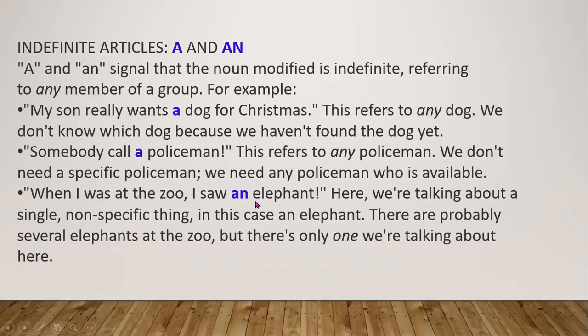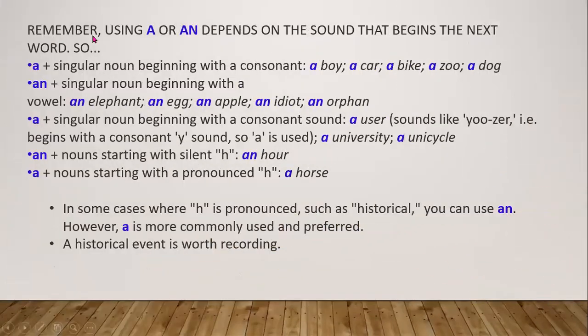When I was at the zoo, I saw an elephant. Again, any elephant. They are not talking about one particular elephant here, right? There are many elephants, so they are referring to any. Remember, using a or an depends on the sound that begins the next word. So, a plus singular noun beginning with a consonant. A word which starts with the consonant sound or consonant letter, before that you can make use of a: a boy, a car, a bike, a zoo, a dog.